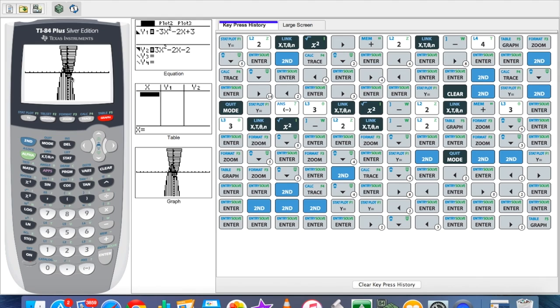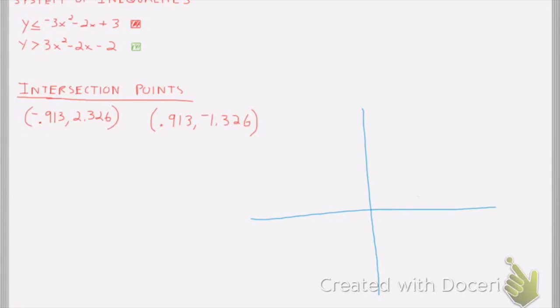All right, so on the test, what you're going to have to do is sketch this very quickly onto your plot, and then I want you to show me the solution shaded. All right, so now that we wrote down our intersection points, we will now take the graph from our calculator and draw it on either our test or our booklet. So where do we begin?